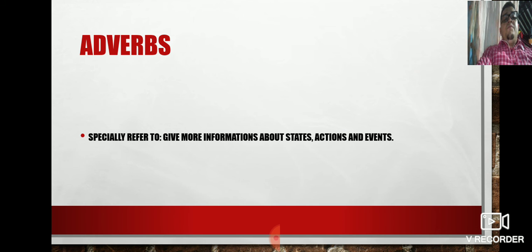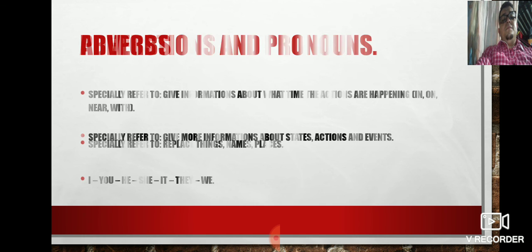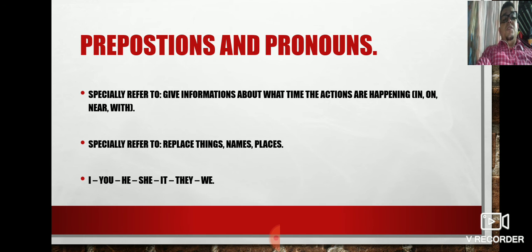As you see, we have some examples like adverbs that express states, adverbs that express actions, or probably events. Prepositions and pronouns. The prepositions, as you see on your screen, the most common are in, on, near, with. Those prepositions give us information about the specific time in which that sentence is executing or is working, or even what the sentence refers to.